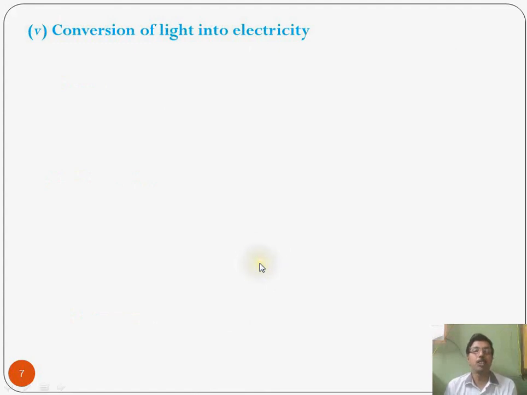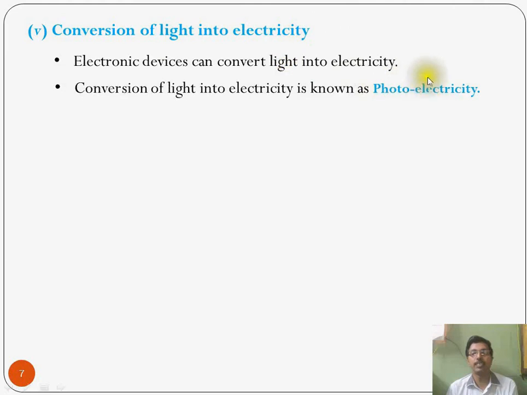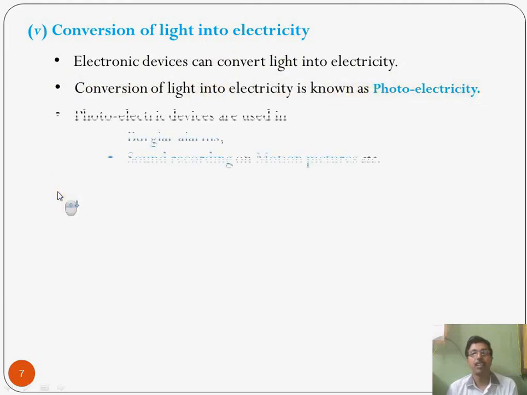The next topic is the conversion of light into electricity. If you want to convert light energy into electricity, the devices used are well known. This principle is called photoelectricity, and the conversion of light into electricity is known as photoelectricity.